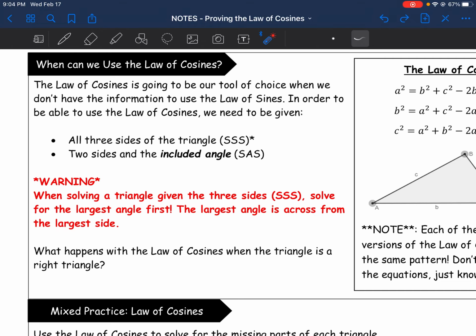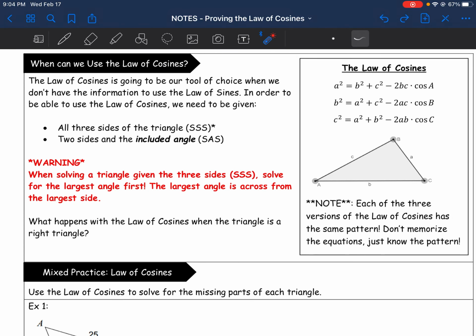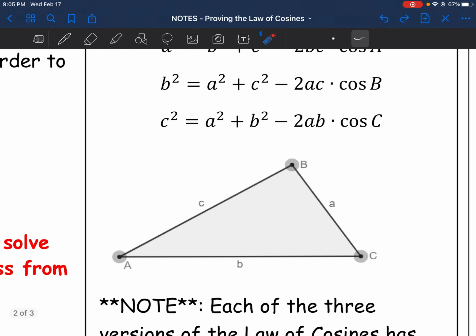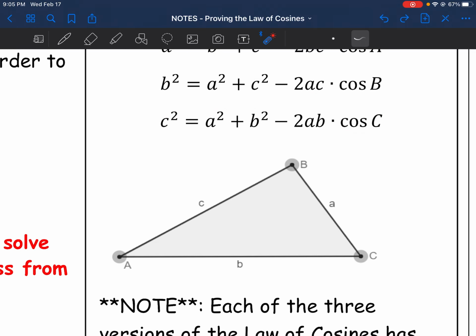Okay? Before we try some problems, though, let's look at a really cool thing to notice. Right here it says, what happens with the law of cosines when the triangle is a right triangle? So let's take this little piece right here. If this was a right triangle, then let's say the angle C was 90 degrees because it's a right triangle.